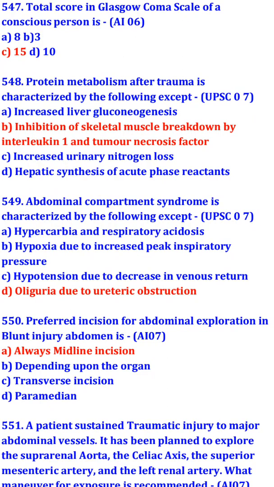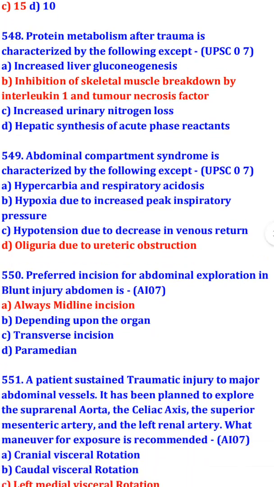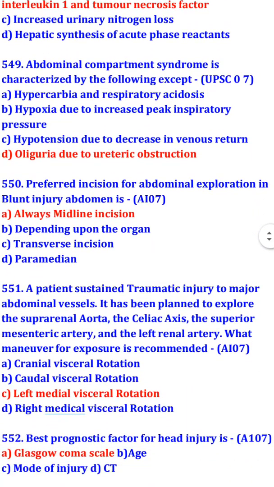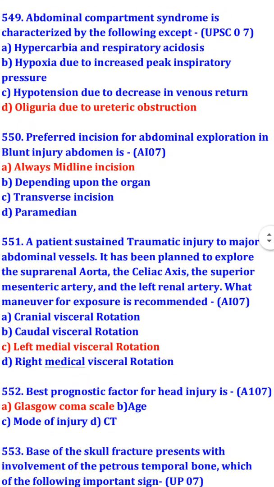Abdominal compartment syndrome is characterized by the following except oliguria due to ureteric obstruction. So abdominal compartment syndrome is characterized by hypercarbia and respiratory acidosis, hypoxia due to increased peak inspiratory pressure, and hypertension due to decrease in venous return. Preferred incision for abdominal exploration in blunt injury abdomen is always midline incision.